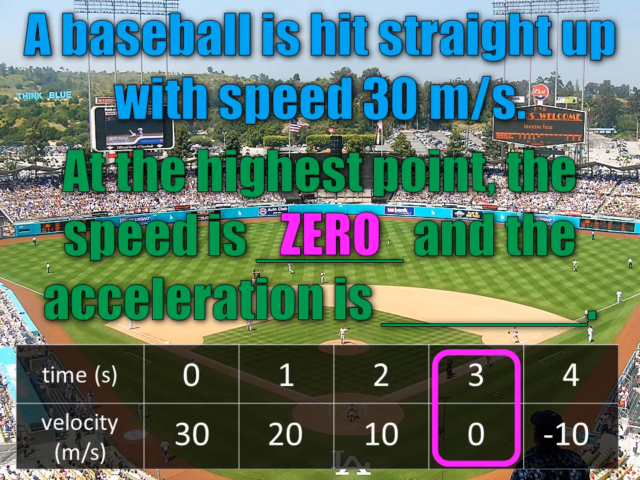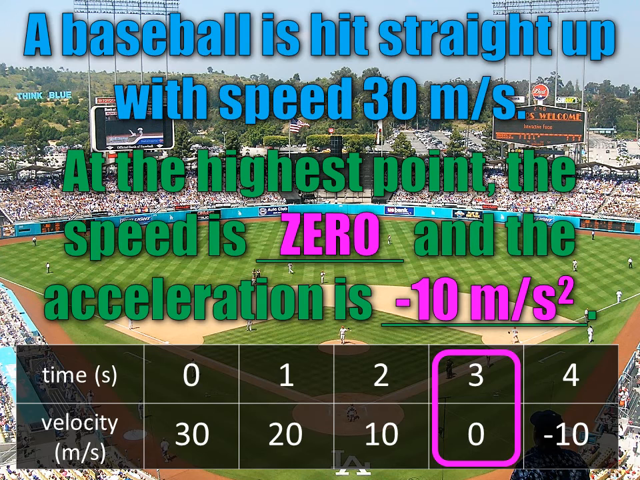Well, obviously the speed is 0. At the highest point, we just said that. So if the speed is 0, what's the acceleration? This is the highest point that the ball rises to. The acceleration is -10 meters per second squared. Did you think it was 0?